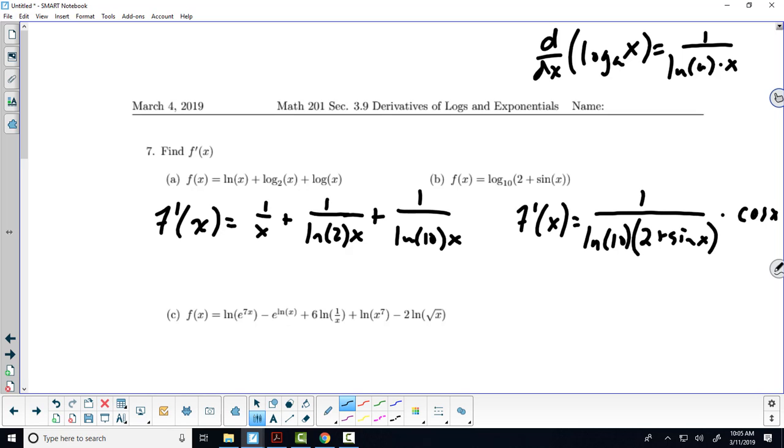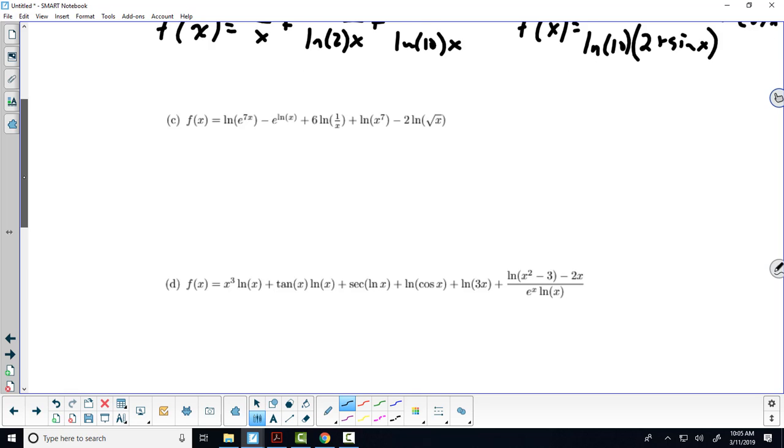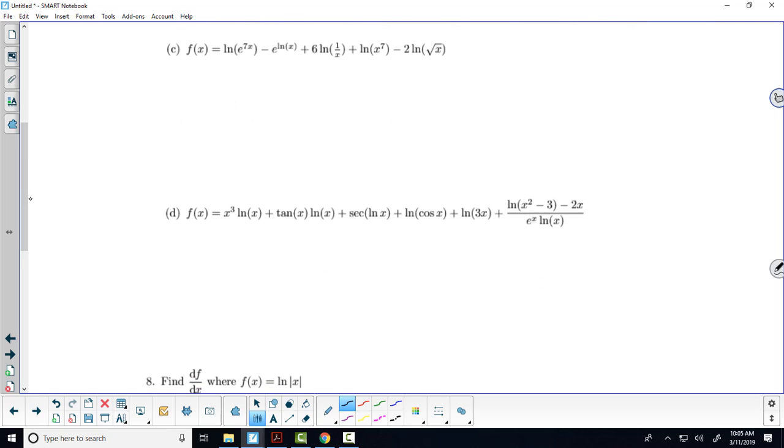Okay, and then I think we worked through letter C, which was a good practice in your properties of logarithms. So I'm not going to redo that one, but that worked through your properties of logarithms. If there's any of those you're unsure about, please, please, please come by and see me. Okay? All right.